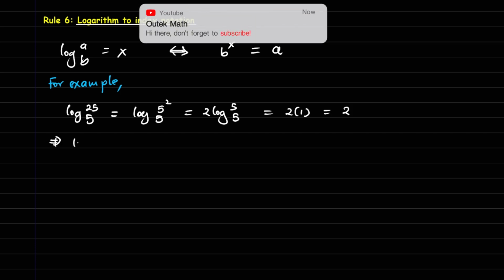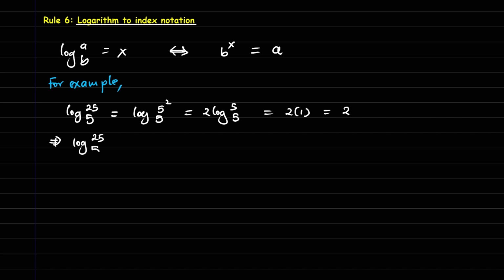This implies that log of 25 base 5 equals 2. And this, from logarithm to index notation, will become 5 to the power 2 equals 25, which makes sense mathematically.